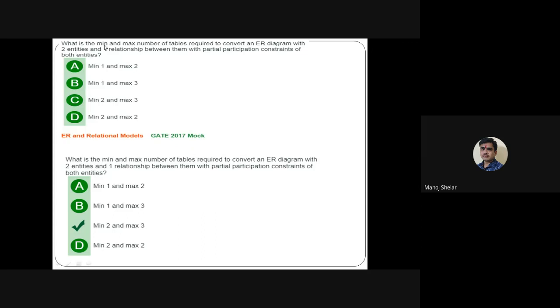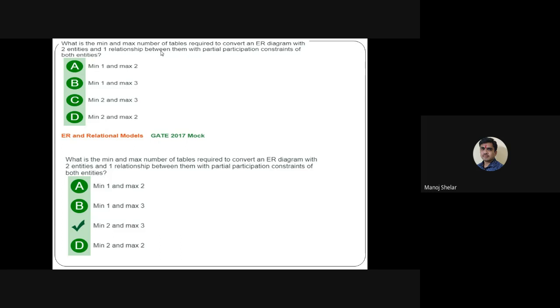Then what is the minimum and maximum number of tables required to convert an ER diagram with two entities and one relationship between them with partial participation on both entities? So here, minimum means two tables. Listen carefully here, two entities. Because here with the relationship, one entity is available, and the second entity with partial participation means two entities are available here.